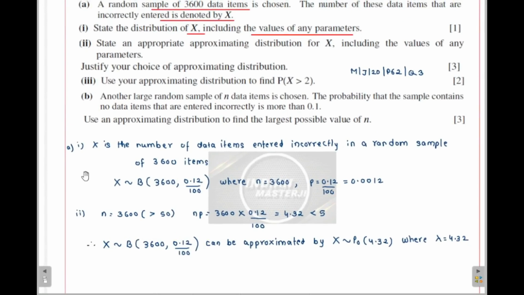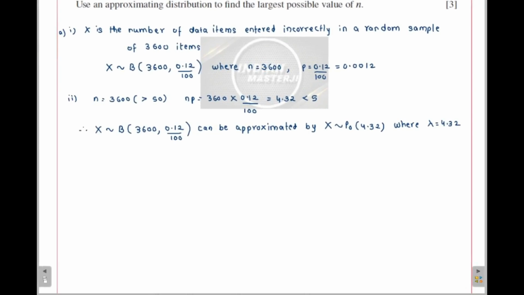Let's go to part 3. They are saying use your approximating distribution to find the probability of X greater than 2. So X greater than 2, I can say, is nothing but 1 minus probability of X less than or equal to 2. Why can we say this? Because we have studied earlier also that the summation of probability of X taking a value equal to r, where r varies from 0 to infinity, is always equal to 1. So that means the sum of all the probabilities will be equal to 1 here.